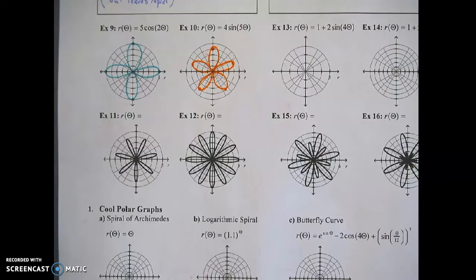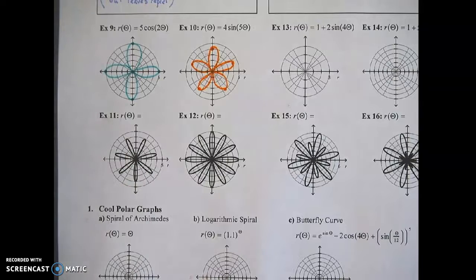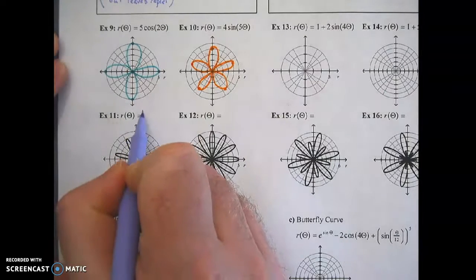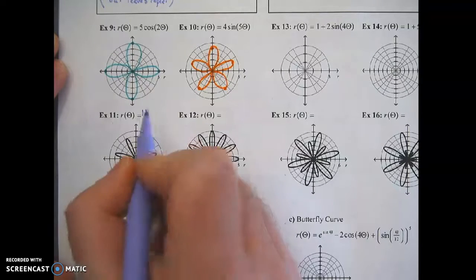All right, let's see how you did. The first thing I'm going to decide is how long the leaves are. 1, 2, 3, looks like a distance of 4. So my equation is going to start off with a 4. Did it start on the positive x? Nope. So that means it has to be a sine.